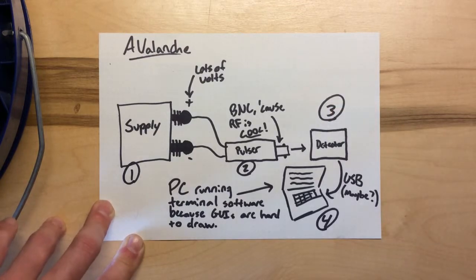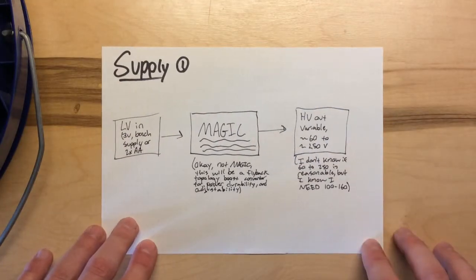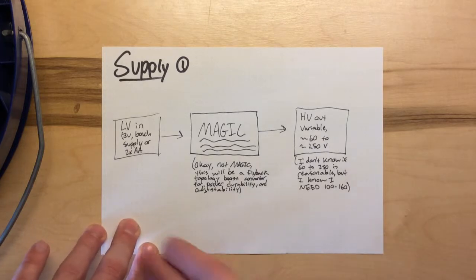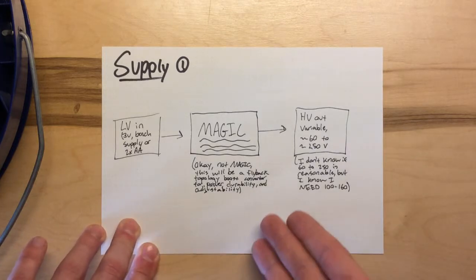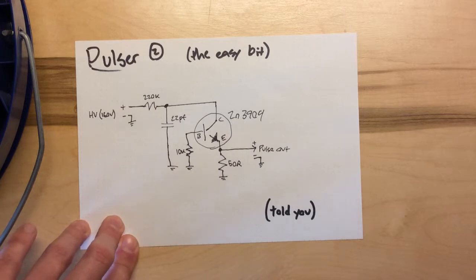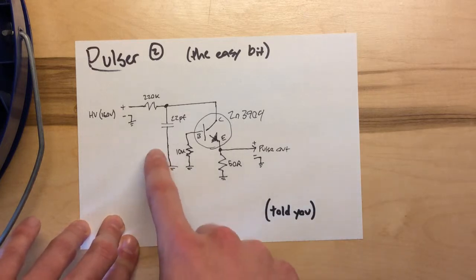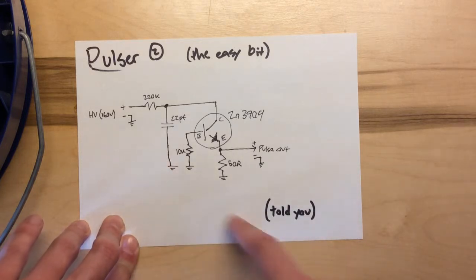So let's go into the individual components. First up, we've got a supply. Really, this is pretty simple. It takes 3 volts in and outputs 150. We've got the pulsar itself, really the simplest thing in the project. I don't want to go into theory of operation, but it's quite simple.